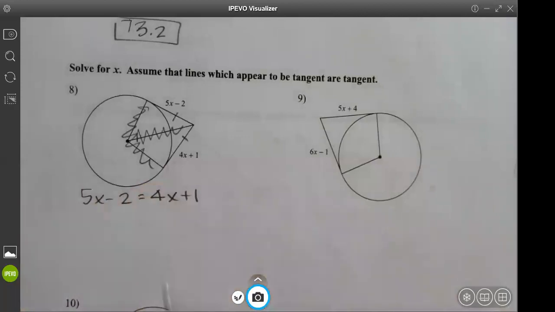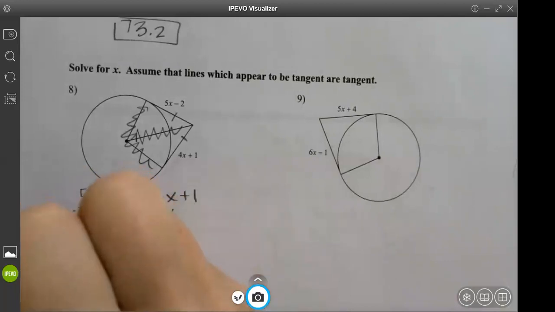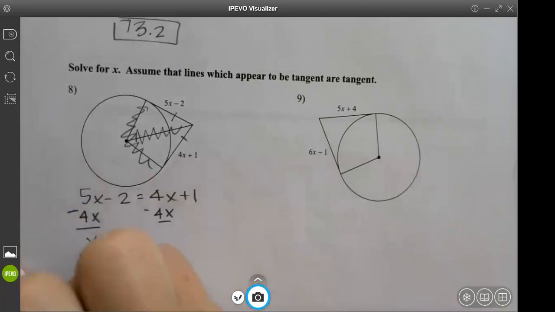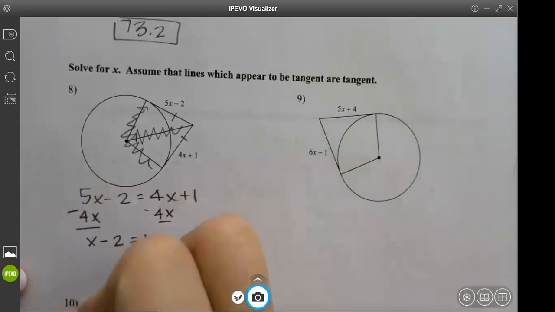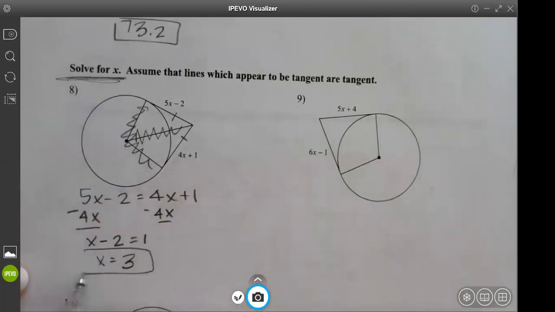I always move my x's first and I always move the littlest one. So I'm going to subtract 4x. That gives me x minus 2 equals 1. Add 2, and I get 3. It said solve for x, so we're done. The worst thing they might do is ask you to plug it back in and find the measure.